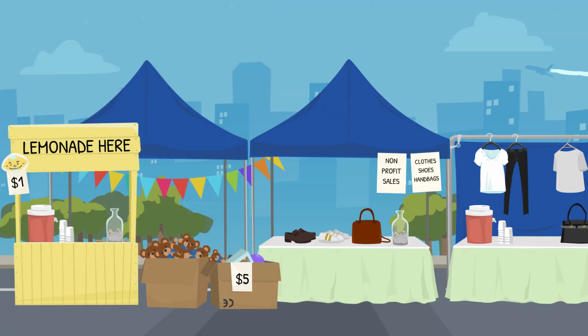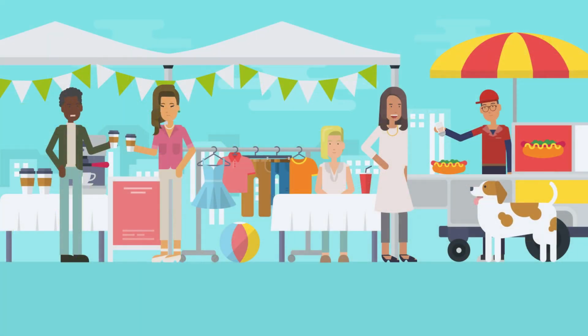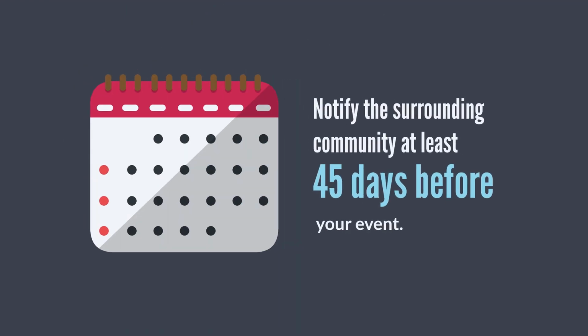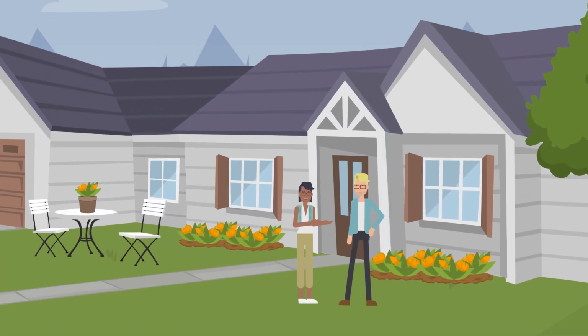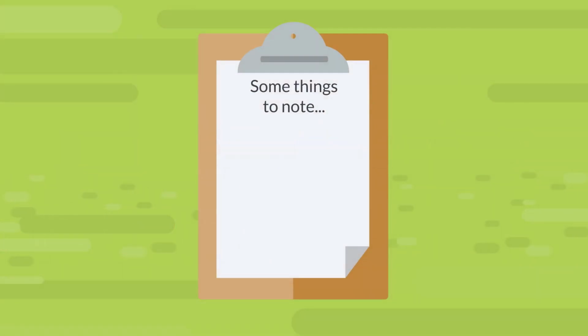For general event notification, like an event being held at a park or on a bridge or plaza, you will need to notify the surrounding community at least 45 days before your event. This includes both residents and businesses, regardless of whether the event takes place outside of regular business hours or on a weekend. Some things to note.